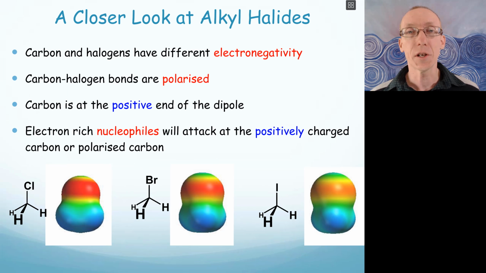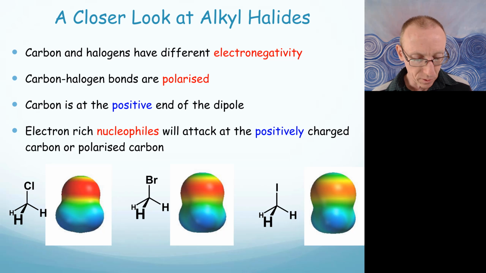So let's have a closer look at the structure of alkyl halides. Carbon halogens have different electronegativities, so carbon-halogen bonds are polarized, and the carbon is at the positive end of a dipole. So if it's a carbon-chlorine bond, then that is very highly polarized because chlorine is very electronegative, but the carbon-chlorine bond is also reasonably strong compared to carbon-bromine and carbon-iodine bonds. The carbon-bromine bond is polarized, and it is a bit weaker. The carbon-iodine bond is not very highly polarized, but it is also very weak, and so it's easy to break during a nucleophilic substitution reaction.